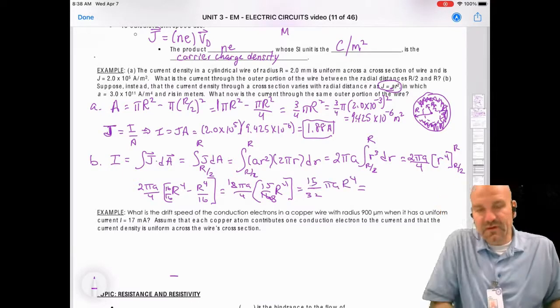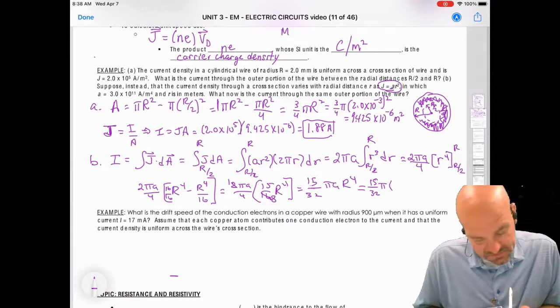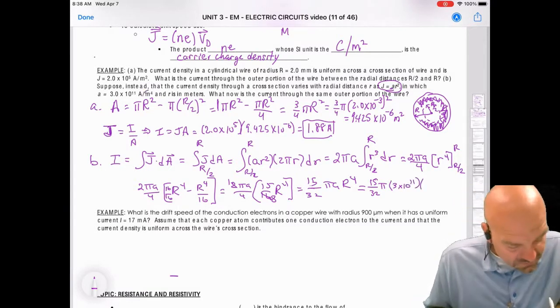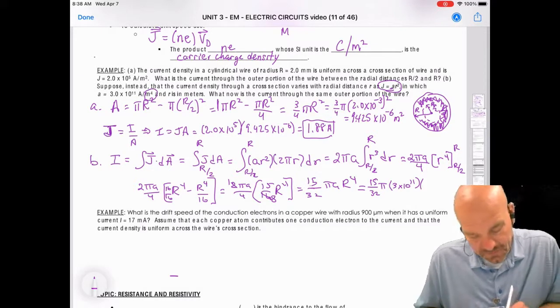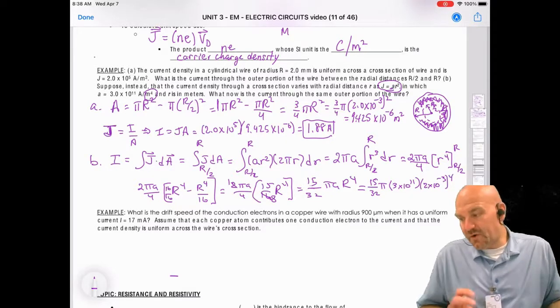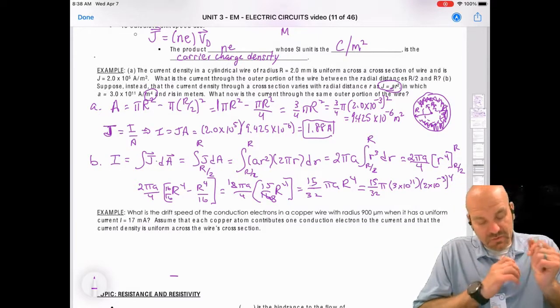Now I can just plug in numbers, okay? So I got 15 over 32 pi times a, which is 3 times 10 to the 11th. Another reason why you know it should be to the fourth is because look at that unit for our a, it's to the fourth, right? And then I have 2 times 10 to the negative 3 to the fourth, right? Because our big R is still 2 millimeters.